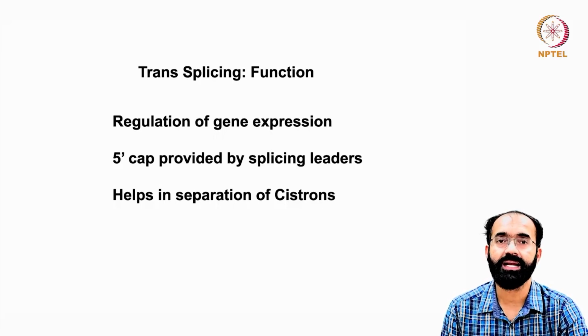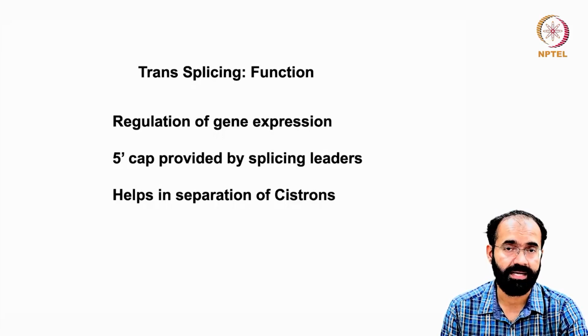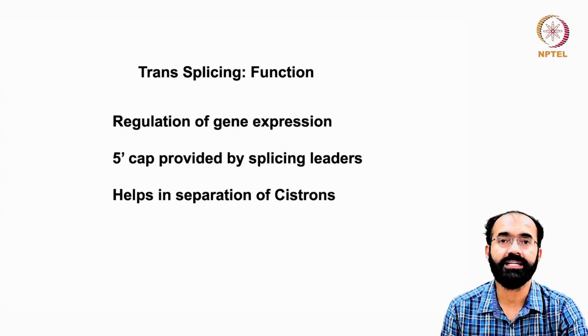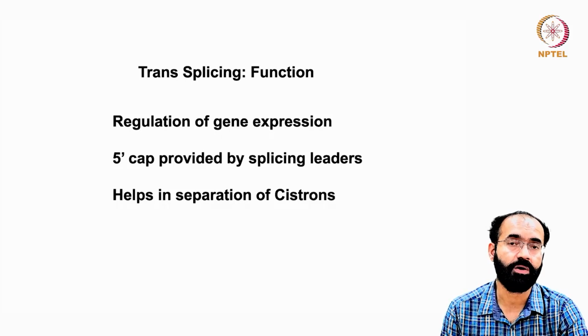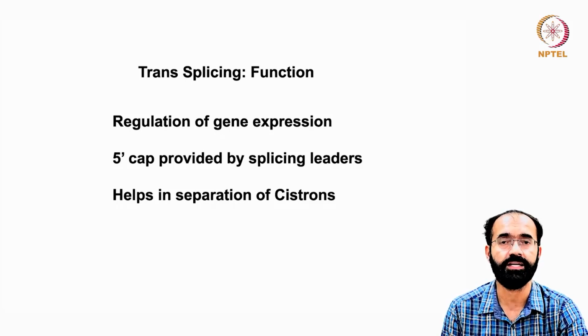If it is an mRNA, it should be able to participate in translation. If it is a non-coding RNA, it should be able to target its actual destination. So the 5' cap is provided by the splice leader sequence, because if the splice leader sequence is completely lacking, many times when the RNA is processed, it may not be able to get the cap. If the 7-methyl guanosine cap is not there at the 5' end, it is basically a death sentence for the RNA. So you don't want that to happen.